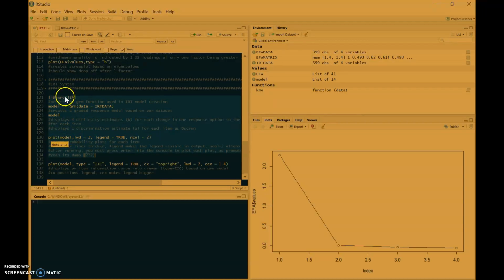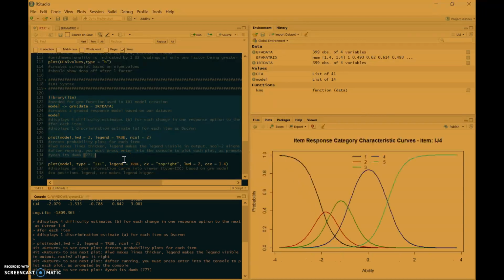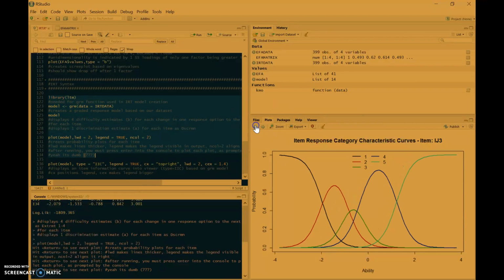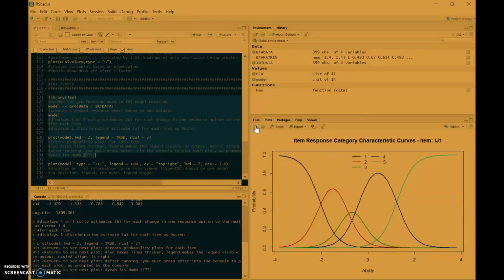Since I highlighted past 130 to 134, even though these are comments, when I run them, I just ran all of them. Bam. I got 4 plots now, so you don't have to click through. If that seems helpful to you, and you want to just go back and look at the plots instead of looking at them one by one, now you know how to do that too.